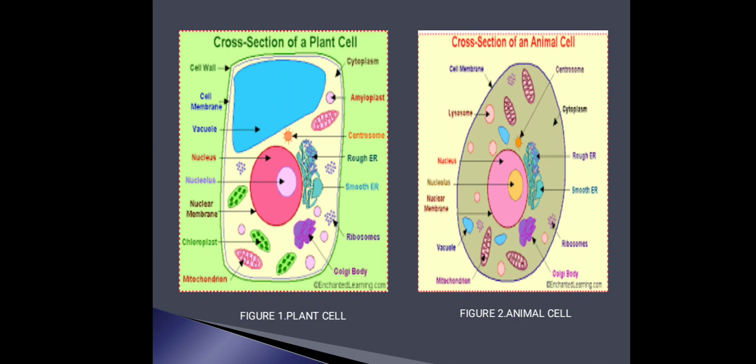As I said in the previous class, these are the cross section of a plant cell and the cross section of an animal cell, and the organelles included in the cell. These are the cell organelles: cell wall, cell membrane, vacuole, nucleus, nucleolus, nuclear membrane, chloroplast, mitochondria, cytoplasm, amyloplast, centrosome, rough endoplasmic reticulum, smooth endoplasmic reticulum, ribosomes, and Golgi body. Coming to the animal cells, there is no cell wall and all other cell organelles are included in the animal cell.